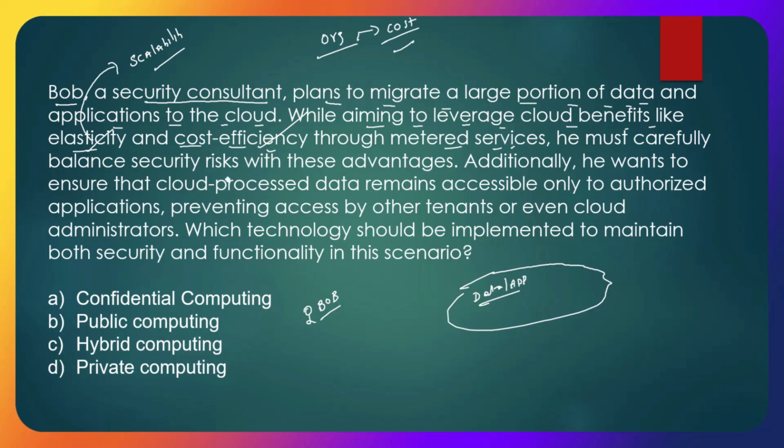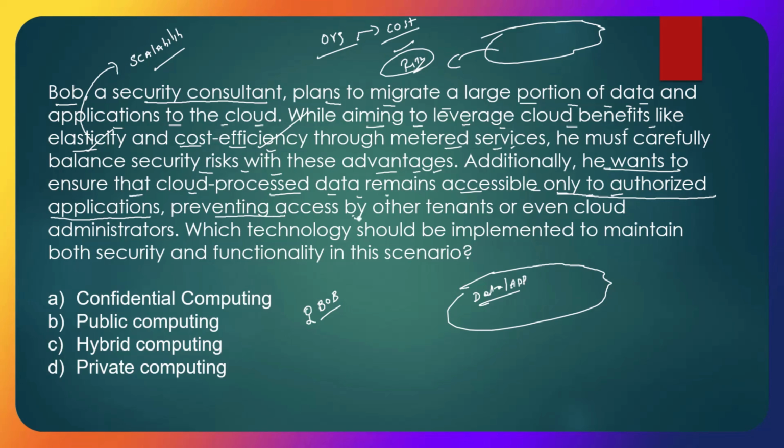He must carefully balance security risk with disadvantages. Cloud does not only bring a lot of advantages and benefits, it also brings a lot of risk to the customers as well. Additionally, he wants to ensure that the cloud processed data remains accessible only to authorized applications, preventing access by other tenants or even cloud administrators. Which technology should be implemented to maintain both security and functionality in this scenario?